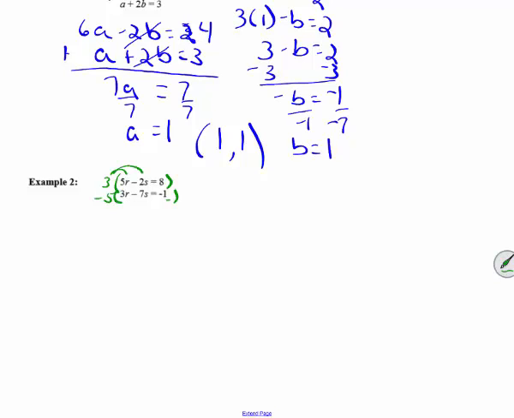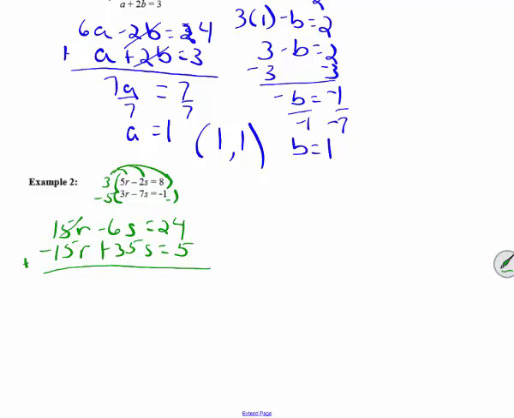All right, so I'm going to do my multiplication. So 3 times 5 is 15r. 3 times 2 is negative 6s. 3 times 8 is 24. Down below, I'm going to have negative 15r plus 35s equals 5. Now I can add my equations together. The r's are going to cancel. Negative 6s plus 35s is going to give me 29s. 24 plus 5 is 29. Divide by 29, and you get s equals 1.